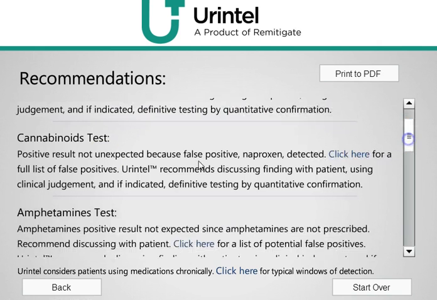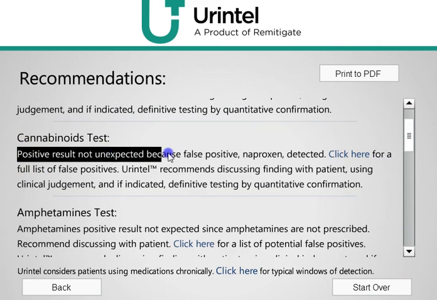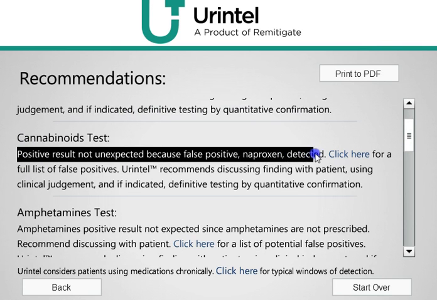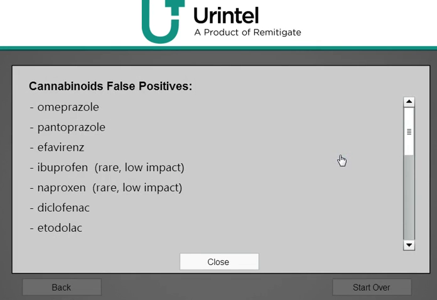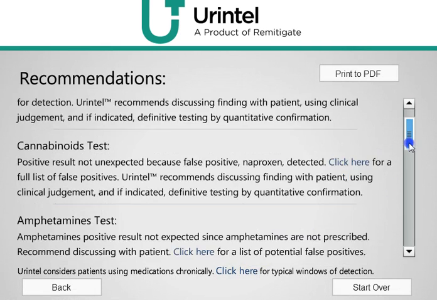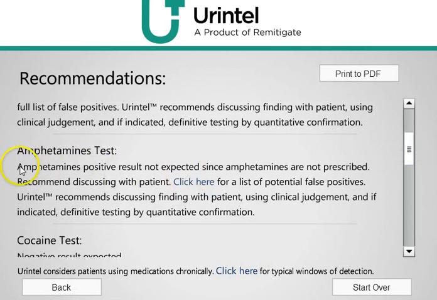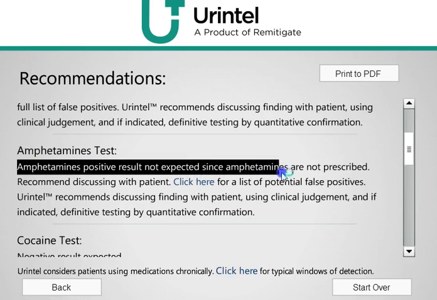The cannabinoid test. Positive result is not unexpected because the false positive naproxen, which you added in the first screen, was detected. And it asks you, click here for false positive. So you'll see here that naproxen is in fact listed as a false positive, although it is a low impact and does not usually happen. Amphetamines, in this case, amphetamine positive result was not unexpected because amphetamines are not prescribed.